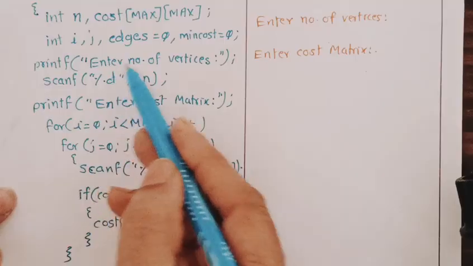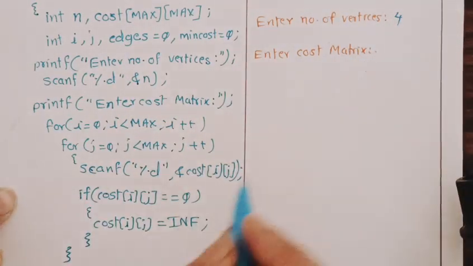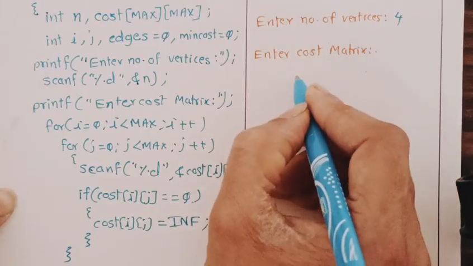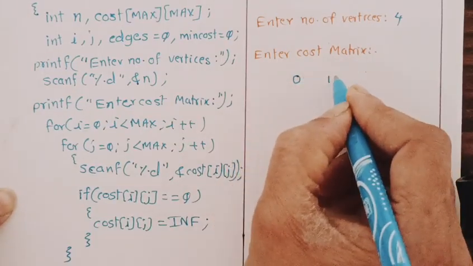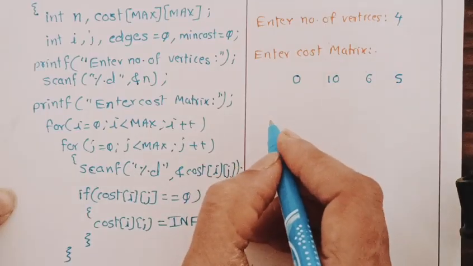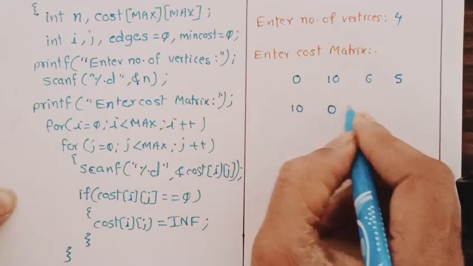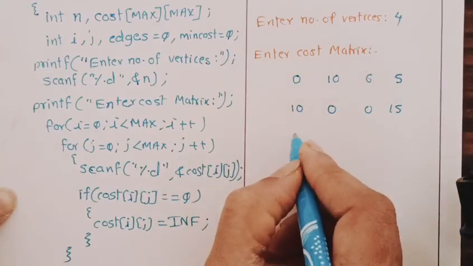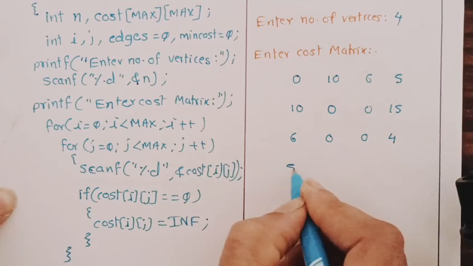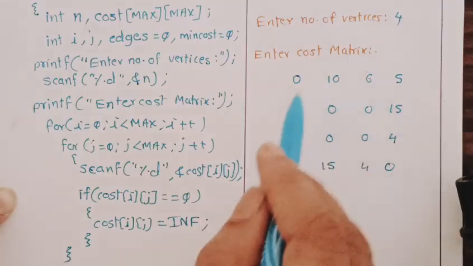So see here, enter number of vertices. Suppose the number of vertices is 4, meaning nodes. And enter the cost matrix. You want to enter the cost matrix: 0, 10, 6, 5, 10, 0, 0, 15, 6, 0, 0, 4, 5, 15, 4 and 0. So this is your cost matrix.